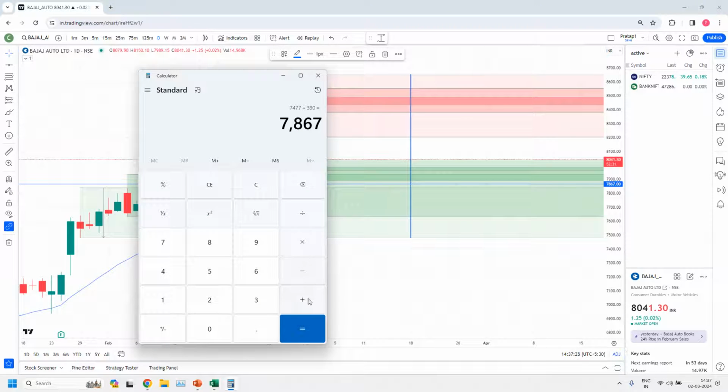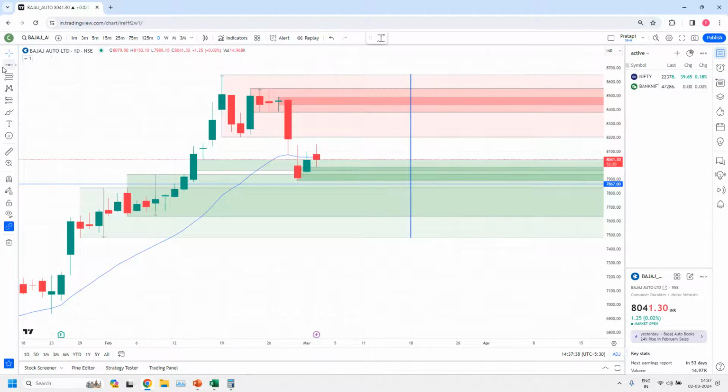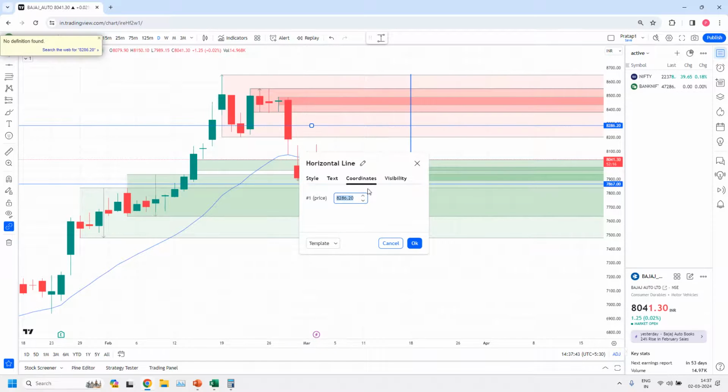Again, you add up another 390. This is 8257. Copy this value. Now again take the horizontal line, draw somewhere, double click this. In the coordinates, you copy the value. It is converted to 0.8 point. I'm deleting that. Okay, 8257. Click OK.